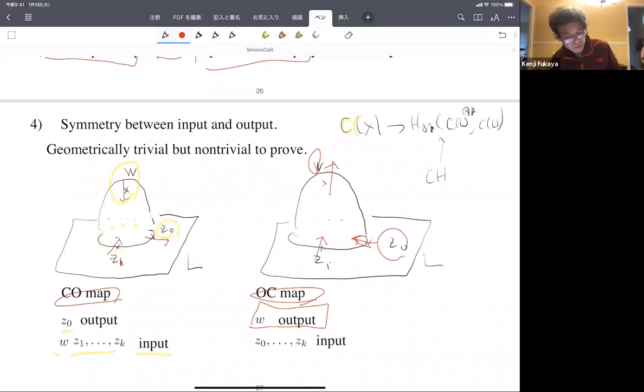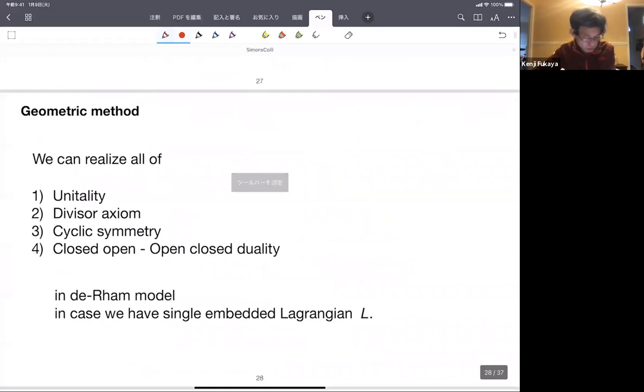There could be more symmetries we can work out, but this symmetry is one very important symmetry we need to establish in this whole business. So this is the symmetry I want. And I want to explain how much we can do using this bunch of things. The first thing I want to say is the following. We use a geometric method, and there are four symmetries: unitarity, the divisor axiom, cyclic symmetry, and closed open duality. In the de Rham model, we can realize all of them at once.